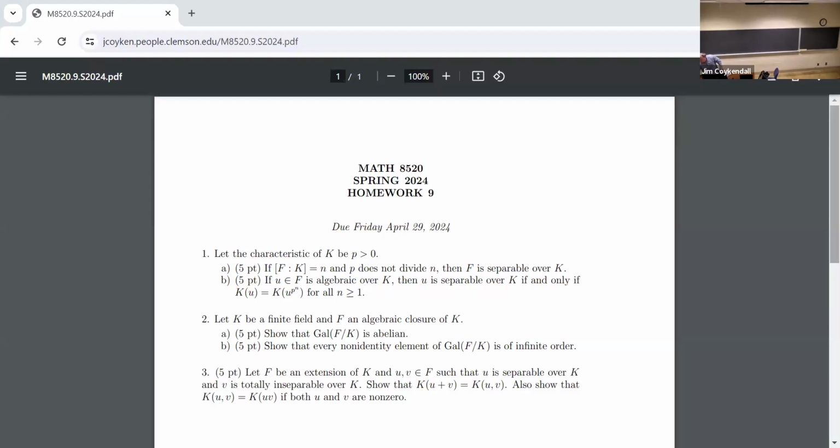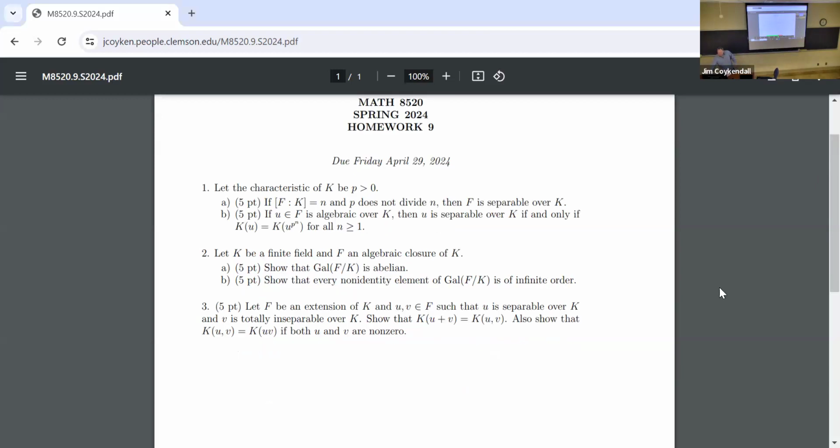As is usual, let's start off by taking a look at the homework. I want to get you all through everything that you need for the homework. But well, we're going to talk about separability today.